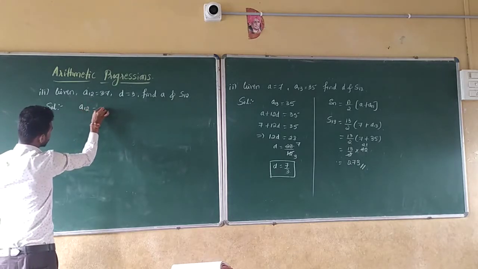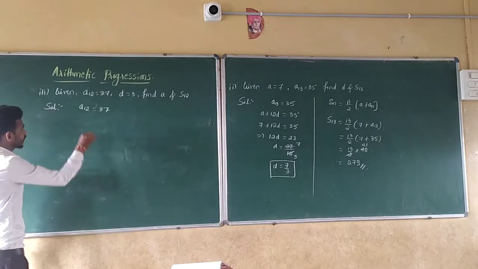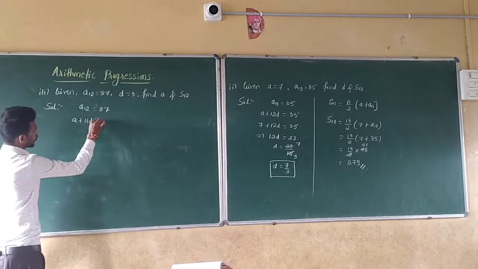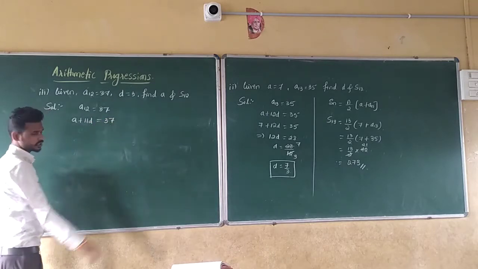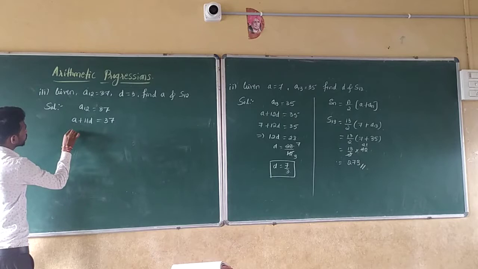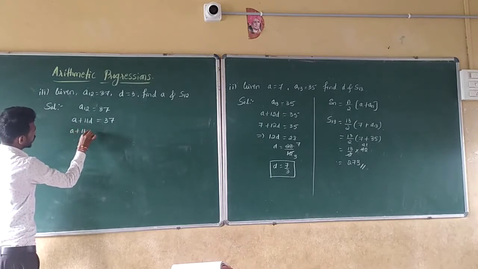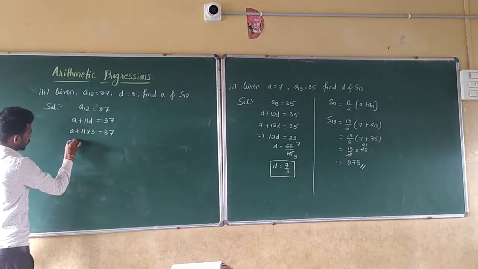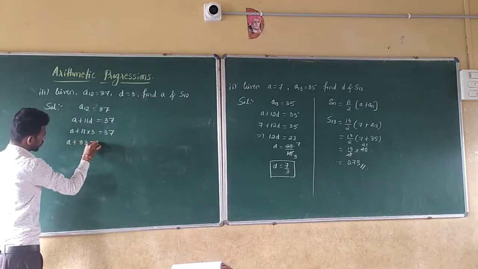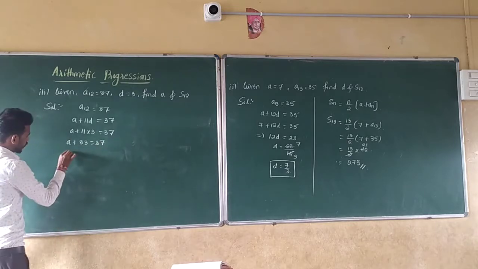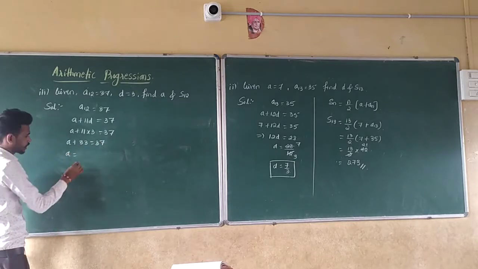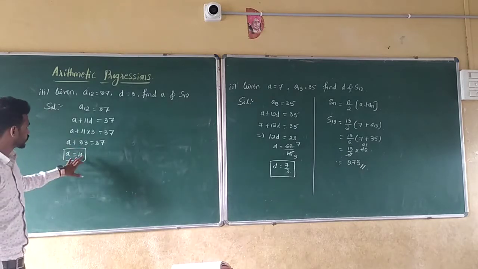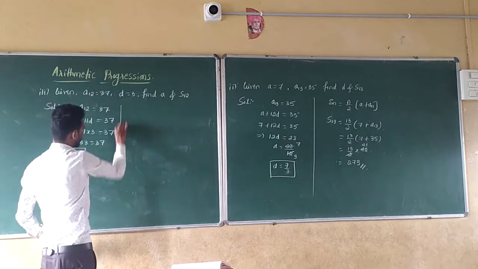a12 is equal to 37. a12, what can we write? a plus 11d, which is equal to 37. So now a we need to find, plus 11 into d, 3, which is equal to 37. So a plus 11 threes are 33, which is equal to 37. So now a is equal to 37 minus 33, how much will you get? 4. So the a value is how much? 4.